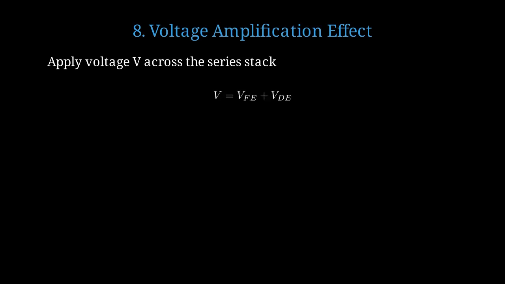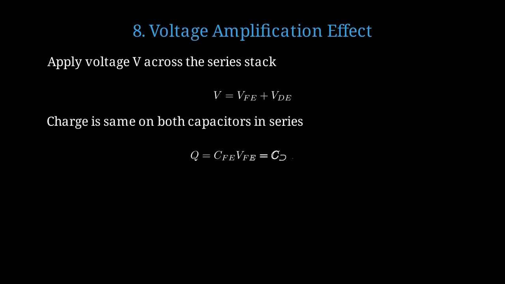Total voltage V equals V ferroelectric plus V dielectric by Kirchhoff's voltage law. Since they're in series, the charge Q must be the same on both capacitors. Therefore, Q equals CFE times VFE equals CDE times VDE. Since CFE is negative, the normal voltage divider formula gives counterintuitive results. The ferroelectric voltage equals CDE over CFE plus CDE times V.